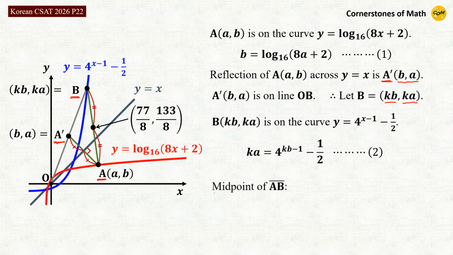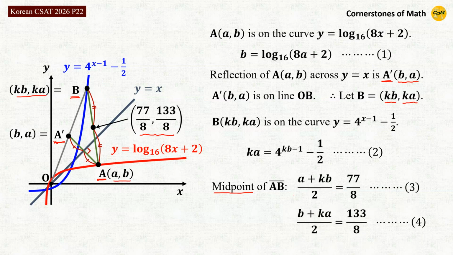Finally, we use the midpoint condition. The midpoint of line segment AB is 77 over 8, 133 over 8. We use the coordinates a, b for point A and kb, ka for point B. So from the x-coordinate and y-coordinate, we can obtain two equations: (a plus kb) over 2 equals 77 over 8, and (b plus ka) over 2 equals 133 over 8.